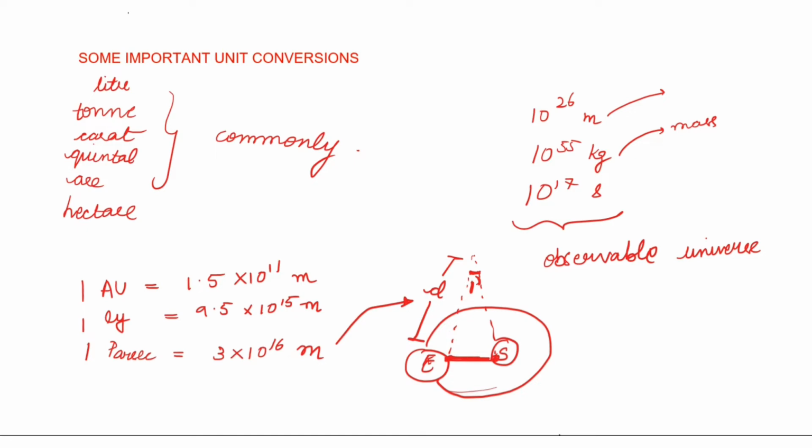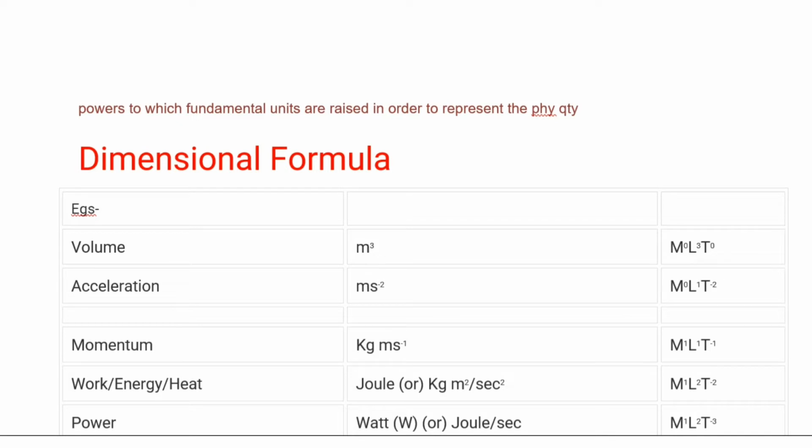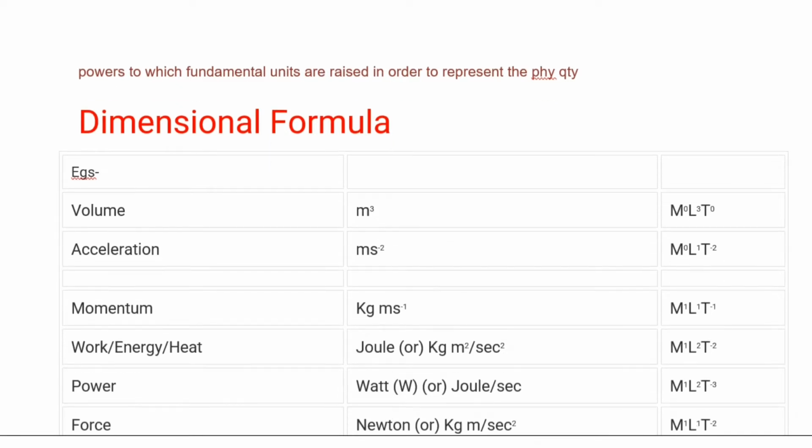Alright. Now let's move on to the next topic, which is dimensions. Dimensions are the powers to which the fundamental quantities or fundamental units are raised in order to represent the physical quantity. Okay, so let me give you an example.